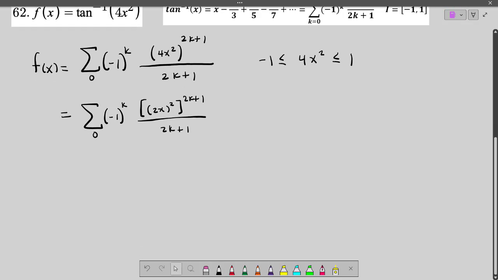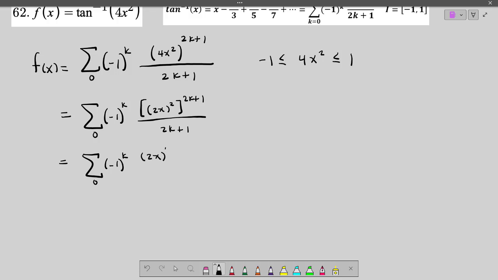And so our final form for the power series, now we can mash it together, the 2 exponents, so we could write it like this. So there we go. There's our power series.